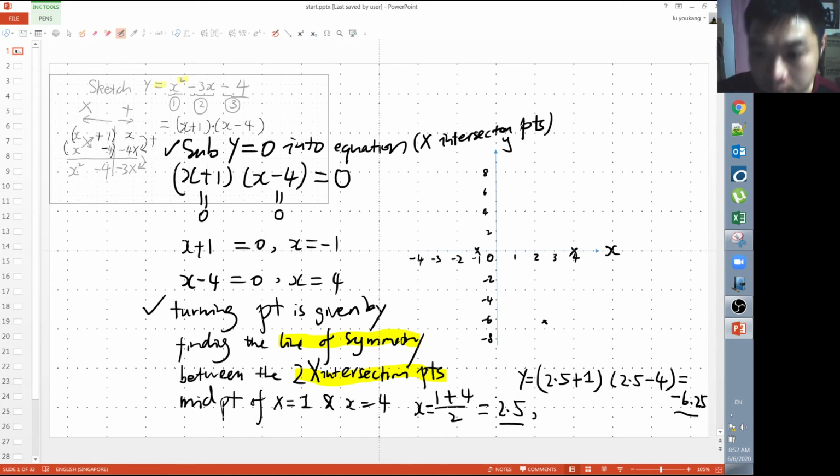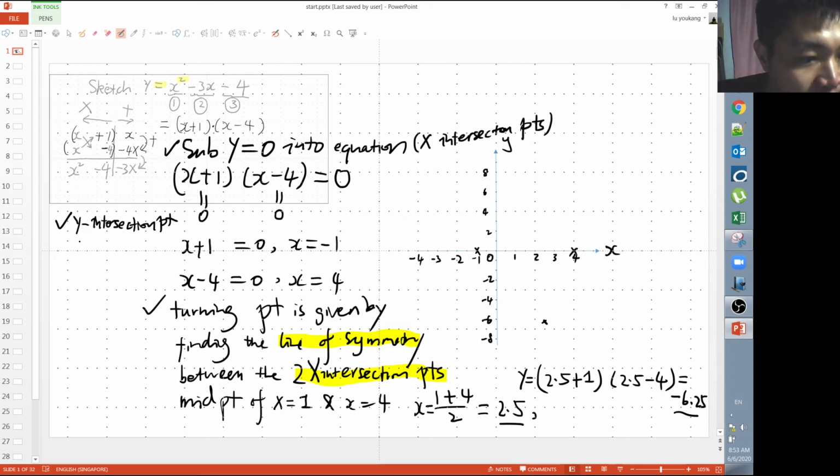Okay, so last but not least, you need to find one more point. So let me find a point here. And let me find a point here. So the point here is the y intersection point. I keep writing the intersection wrongly. So intersection. So over here, you need to find your y intersection point.